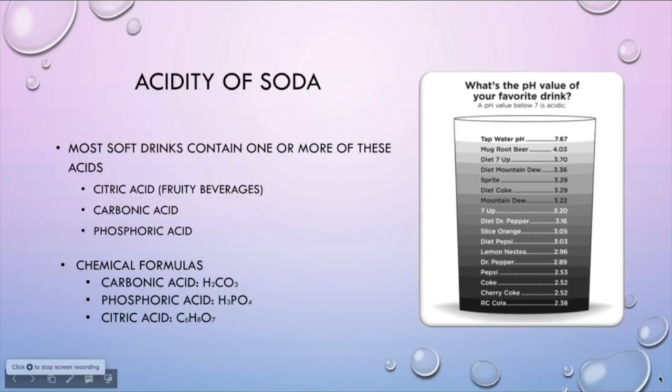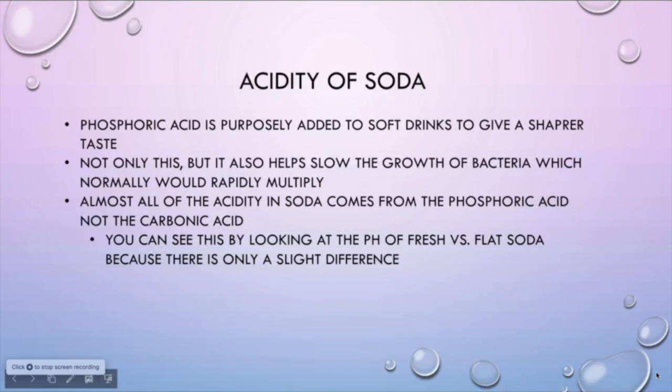Most soft drinks contain one or more of these acids: citric acid, which is mostly in fruity beverages, carbonic acid, and phosphoric acid. The chemical formulas are H2CO3, H3PO4, and C6H8O7. As you can see to the right, there is a picture with a list of sodas and their pH levels. Phosphoric acid is purposely added to soft drinks to give a sharper taste.